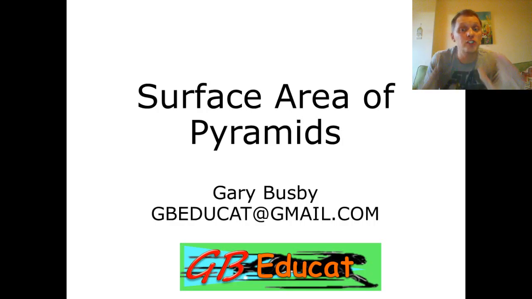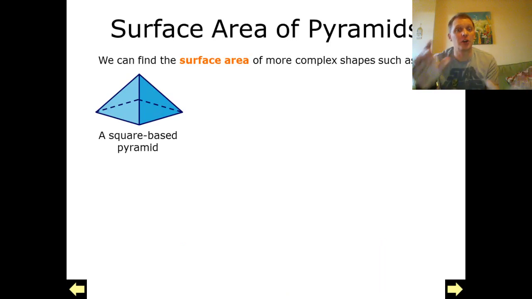Hi and welcome to today's session on surface area of pyramids. So I'm going to be working out the total surface area of the pyramid. So that means working out the area of the square base and the area of each of the four triangles making up the three-dimensional shape, adding those together, and that will give us the total surface area of the pyramid.